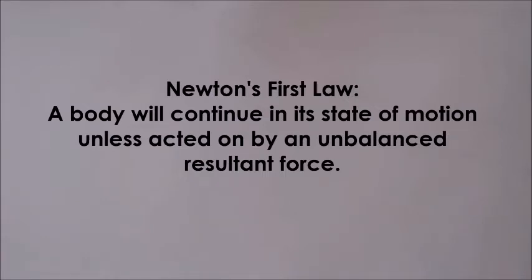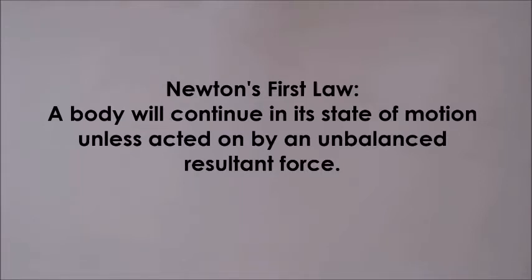Newton's first law can be stated as follows. A body will continue in its state of motion unless acted on by an unbalanced resultant force. By state of motion, we mean its velocity, and that includes, of course, the direction of motion. So if a body is moving, let's say, with a velocity of 5 meters per second in a northerly direction, unless it's compelled to do otherwise, it will simply continue to do that. And the only thing which can compel it to do otherwise is if there's some kind of resultant force.